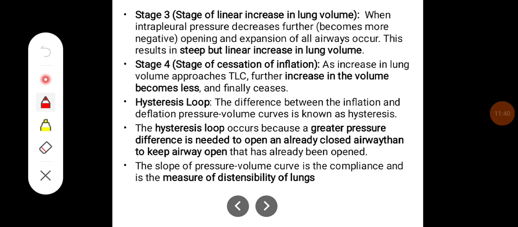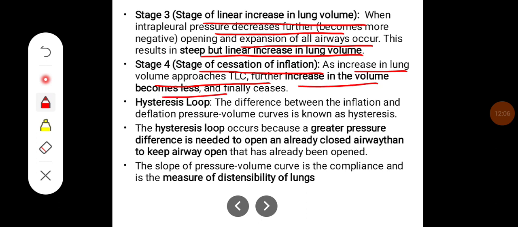In stage 3, there is a linear increase in the lung volume when intrapleural pressure decreases further, becomes more negative. Opening and expansion of all the airways occurs. This results in a steep but linear increase in the lung volume. And stage 4 is the suggestion of inflation: as the increase in lung volume approaches TLC, further increase in the volume becomes less and finally it ceases.